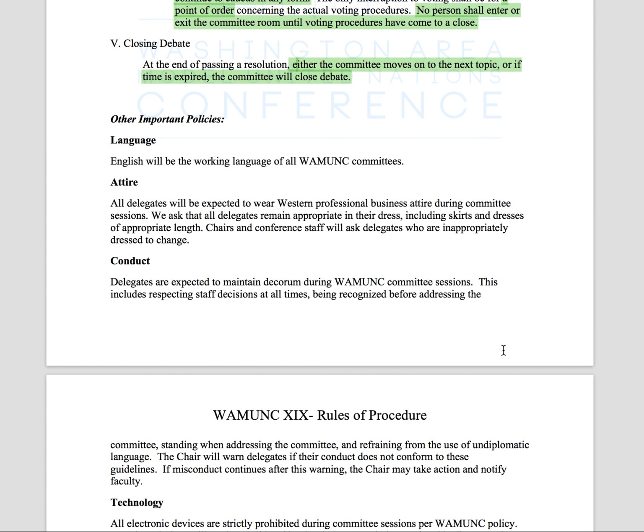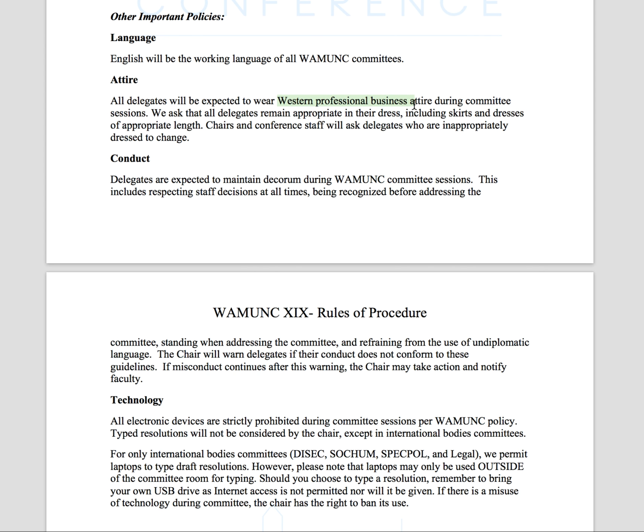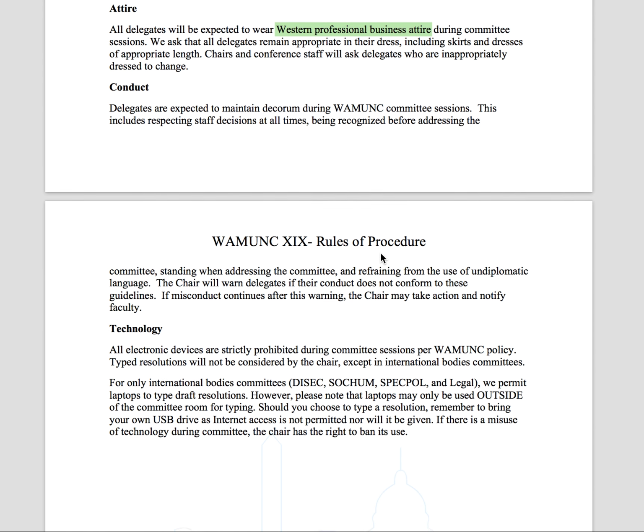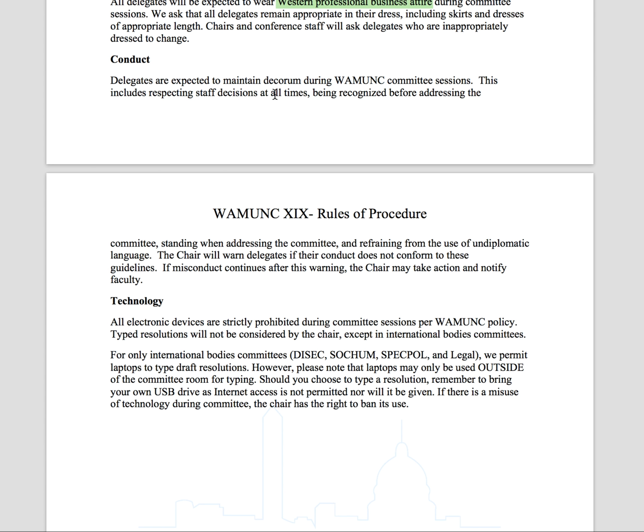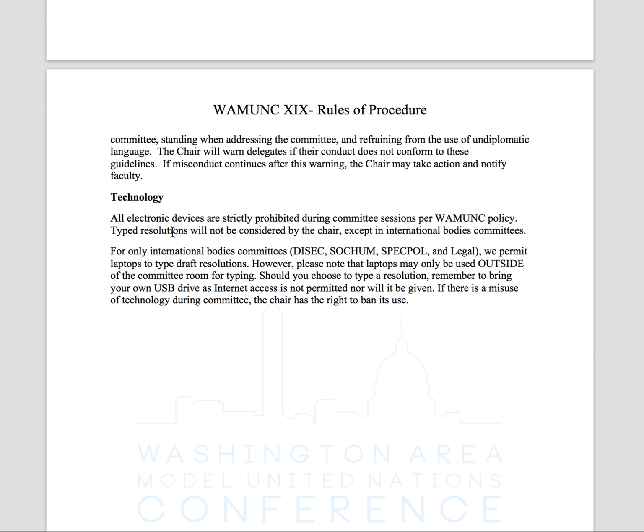So English is the language, attire is Western professional business attire, and maintain decorum, so no misconduct.